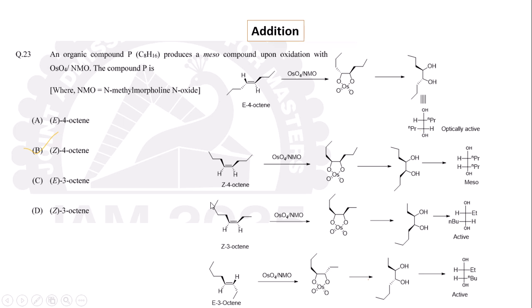Here the two terminals are not the same, so there is no chance to get the meso compound. There one is the ethyl group, another the N-propyl group, so it is also active. Similarly, E-3-octene also gives the active compound. So the option D is the correct.